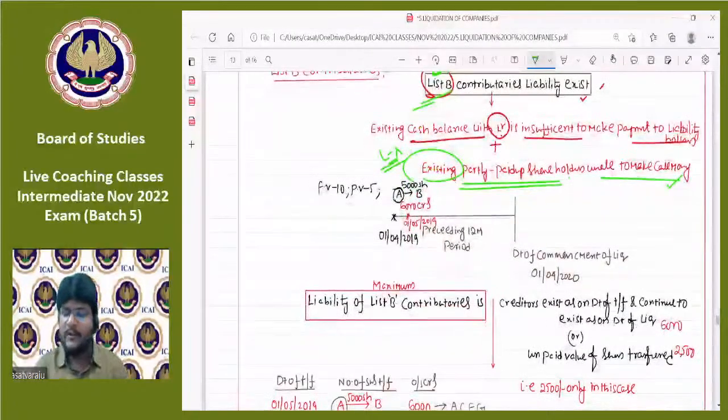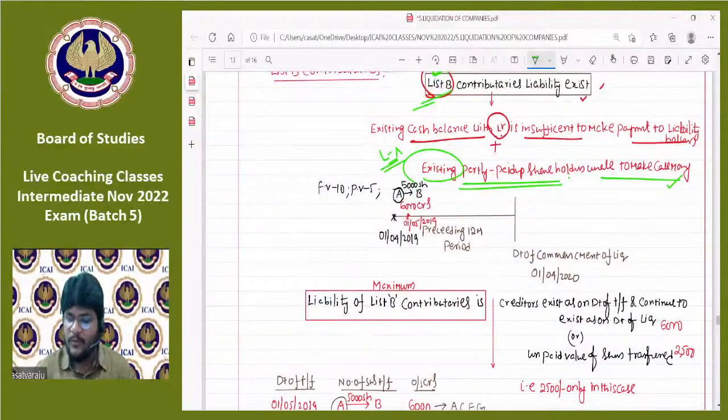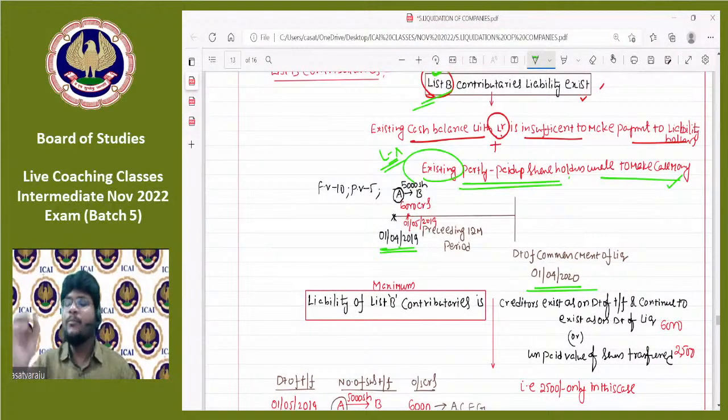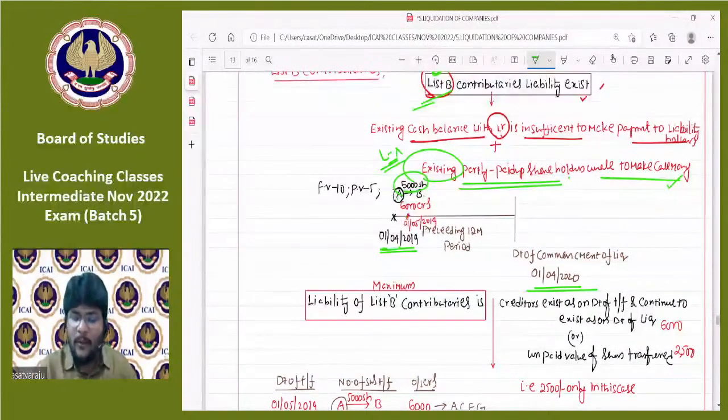Now I'm explaining the entire concept through a small example. Date of commencement of liquidation is 1/4/2020. All the shareholders who made transfers after 1/4/2019 are simply called list B contributories. Now, as on 1/5/2019, Mr. A transferred 5,000 shares to Mr. B. Paid up value was 5 rupees.